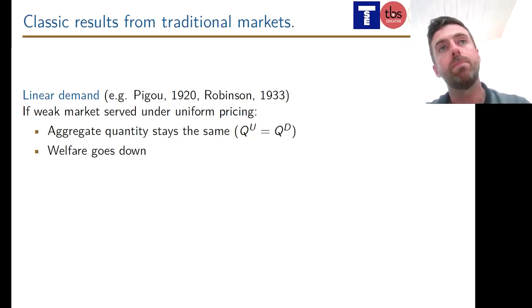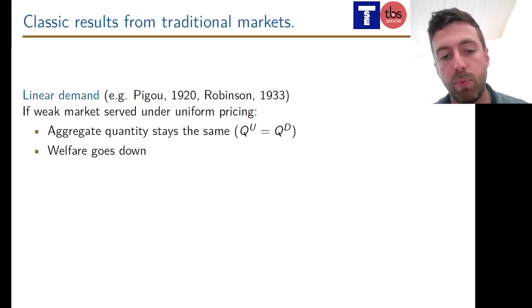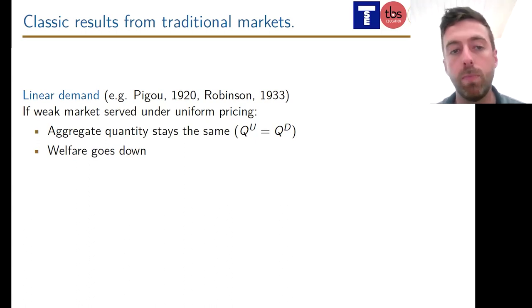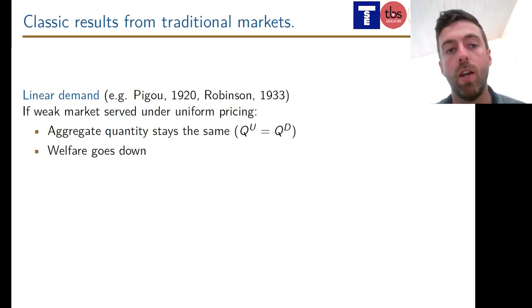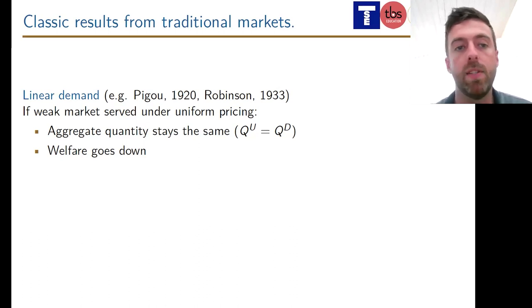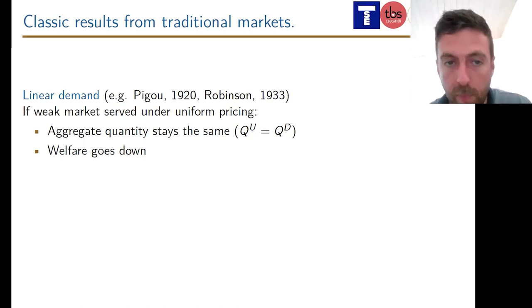In particular, there are two cases to consider. First, there is a case where, absent price discrimination, the weak market would not be served. In that case, price discrimination allows serving a new market, and so it's going to lead to an improvement in terms of welfare and also a weak Pareto improvement, in the sense that the consumers in the strong market, the price that they pay will not change, but the weak market can be served under price discrimination. So it's something to keep in mind.